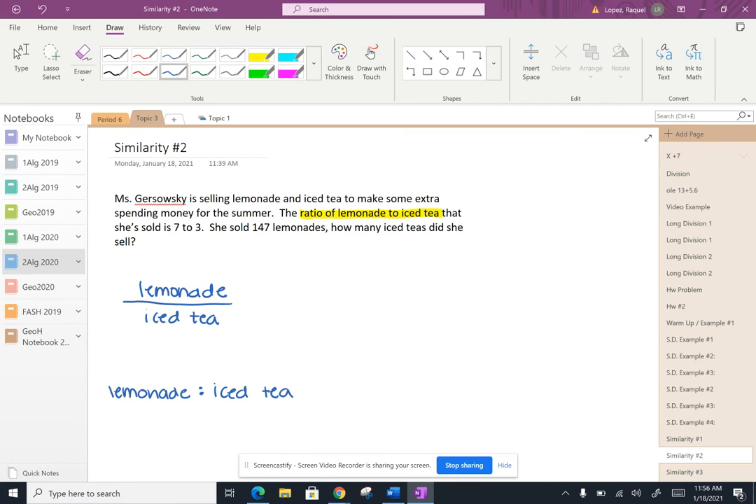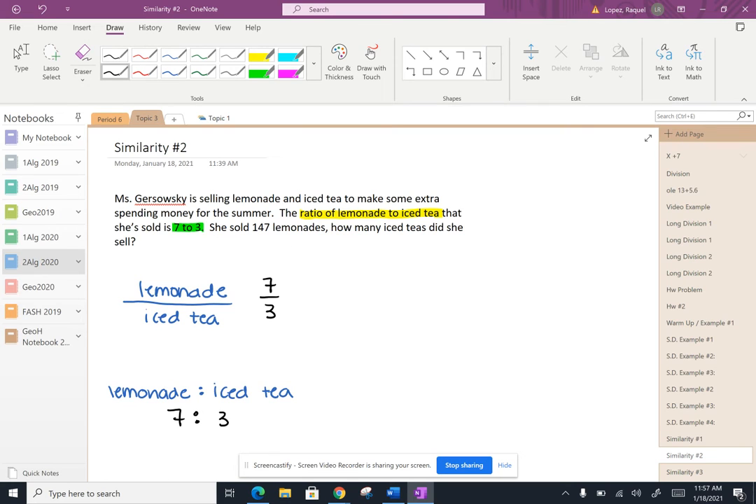That she has sold is 7-3. So the ratio is 7-3. So what that means is that for every 7 lemonades she sells, she also sells 3 iced teas. Or in other words, for every 3 iced teas she sells, she has sold 7 lemonades. So we can express that in these two ways.